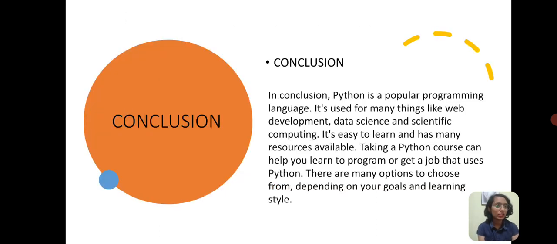Now let us look into the conclusion. In conclusion, Python is a popular programming language. It's used for many things like web development, data science, and scientific computing. It's easy to learn and has many resources available. Taking a Python course can help you learn to program or get a job that uses Python. There are many options to choose from depending on your goals and learning style.